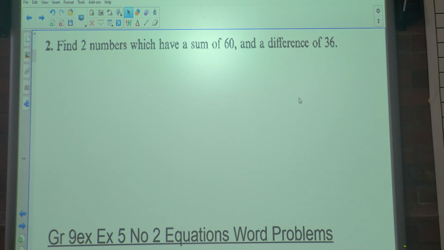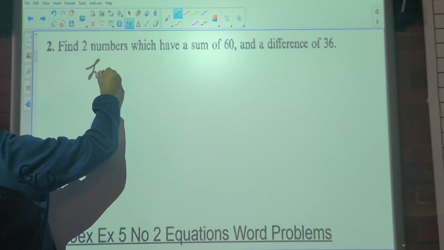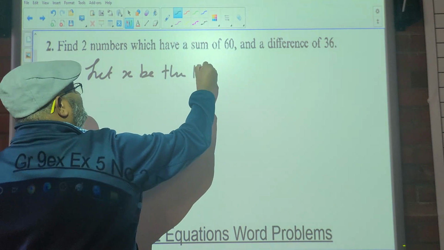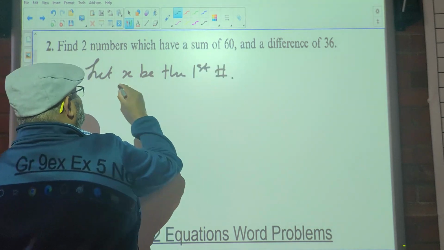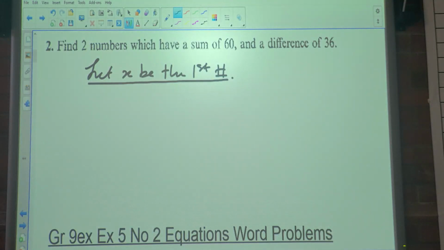So what's the problem here? That's what you should ask yourself. Okay, nice. So we say, let x be the first number. This is the number. Alright. Let x be the first number.